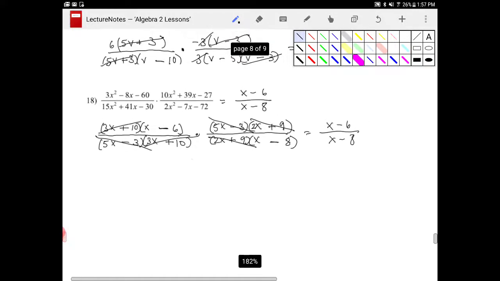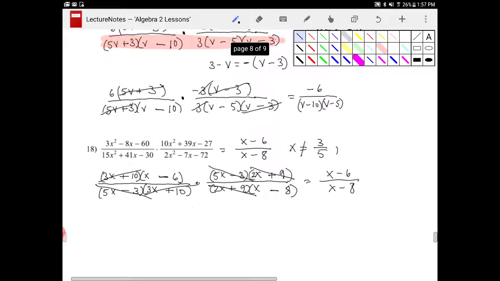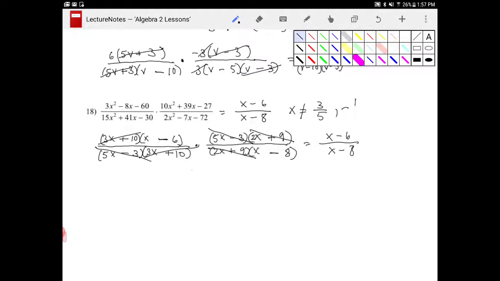Now what are the values that x cannot equal? x cannot equal 3/5, negative 10 thirds, negative 9 halves, and positive 8. So these are all the values of x that x cannot equal. Okay?